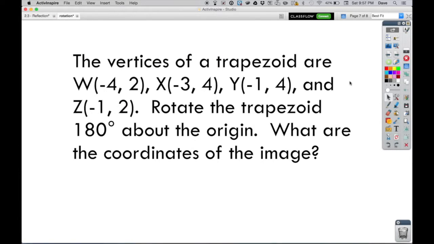Here's another problem, a little bit different from that last one. The vertices of a trapezoid are W, X, Y, and Z. And once again, they've given us coordinates for each of those 4 points. They want us to rotate the trapezoid that those points form 180 degrees about the origin. What are the coordinates of the image?